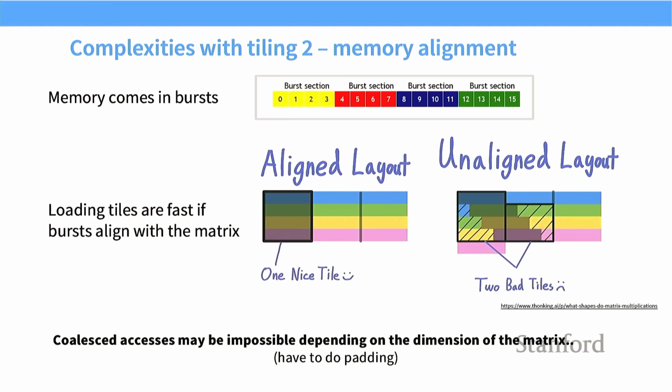And the way to get around this is you have to do padding to get nice round matrix sizes so that your burst sections line up with the size of your tiles. Right? So this is getting very into the weeds here. But if you really want to squeeze out all the performance from your matrix multiplies, these are the kinds of things you have to think about. And you will get bitten by this if you're not thinking about it.